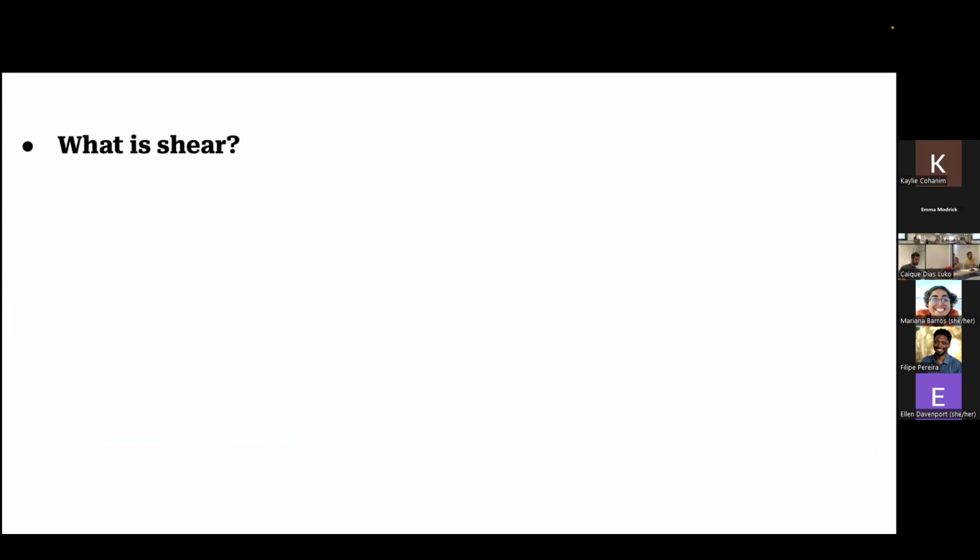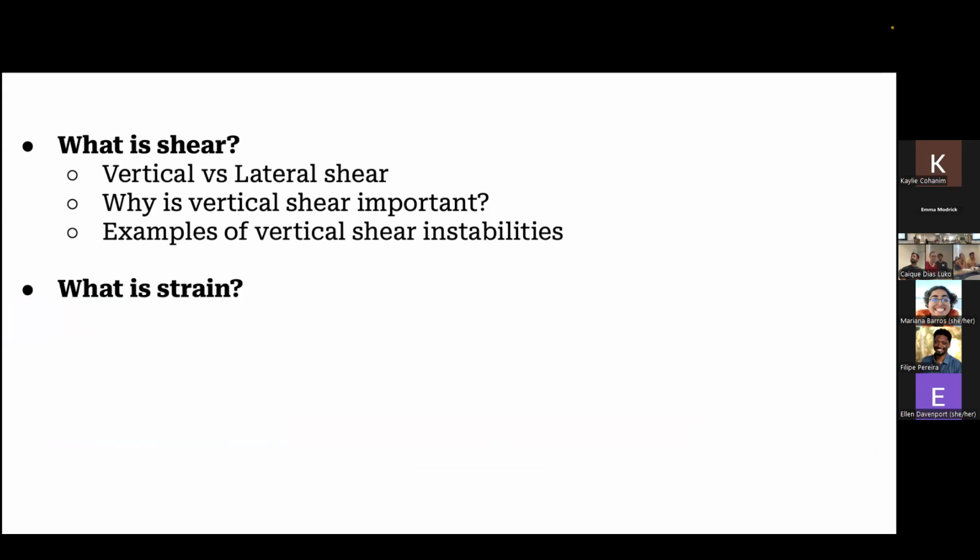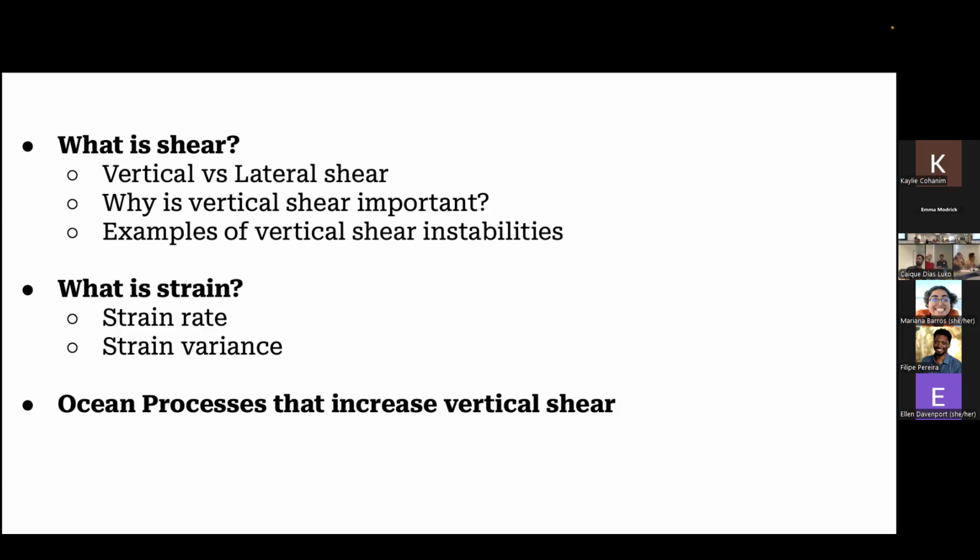ocean. So the outline of this is going to be first, we're going to talk about what is shear, talk a little bit about the difference between vertical and lateral shear, why vertical shear is important, and some examples of vertical shear instabilities. Then we're going to talk about strain and actually talk about the two definitions of strain. The first one, strain rate, and the second one, strain variance. And then we're going to finish up with some of the processes that increase vertical shear in the ocean.